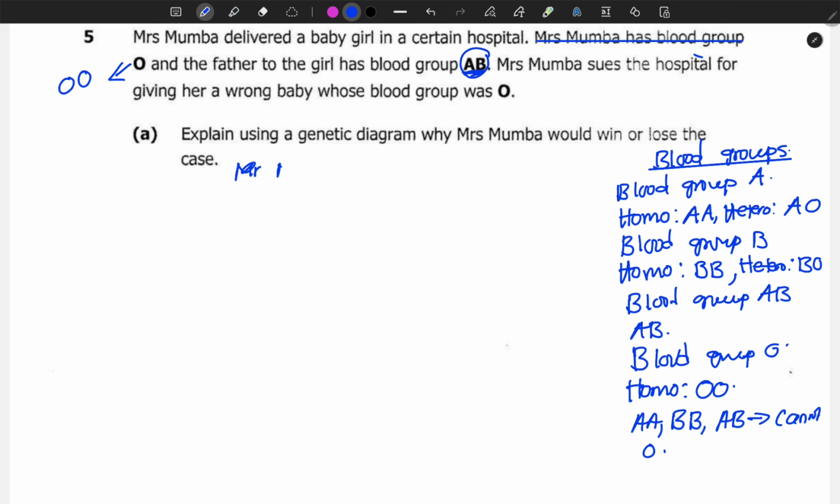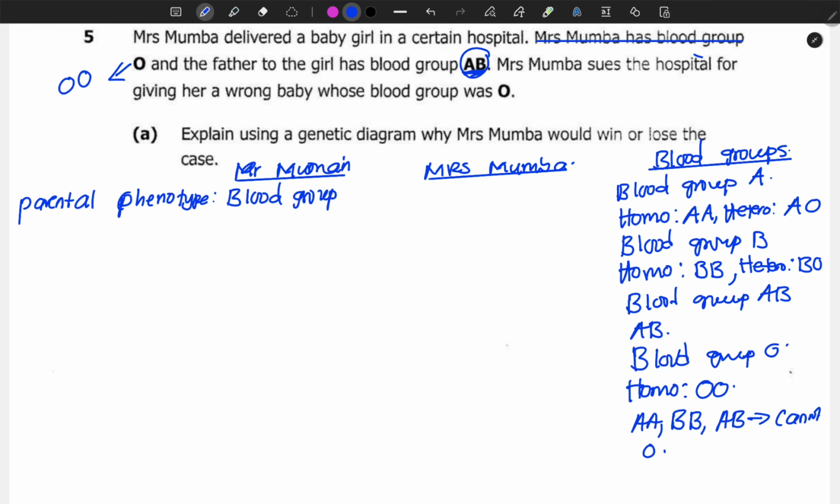So we'll start with Mr. Mumba. Then here we have Mrs. Mumba. As usual, you have parental genotype. Sorry, let's begin with phenotype. So for Mr. Mumba, for phenotype here, you just have to state a blood group. So blood group AB here, blood group O. We'll move on to parental genotype. So here we are going to have AB, OO.